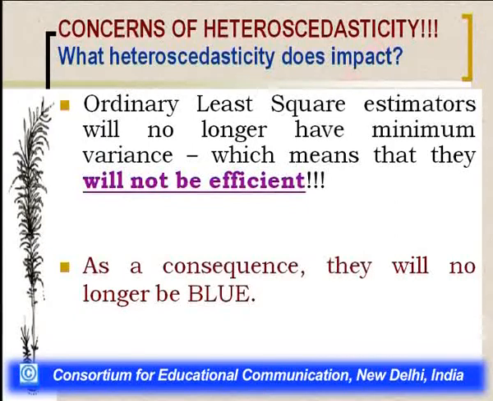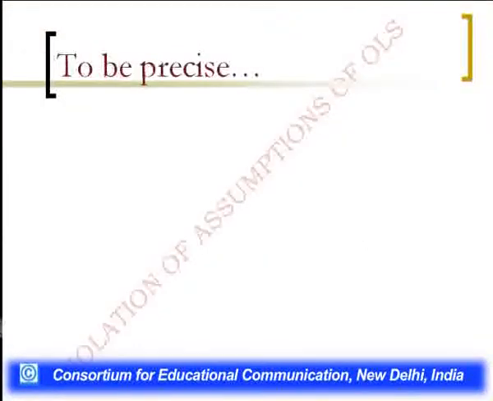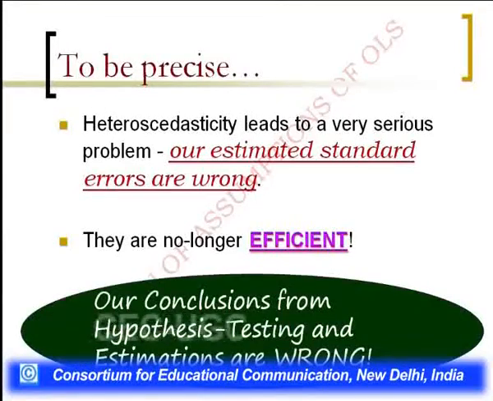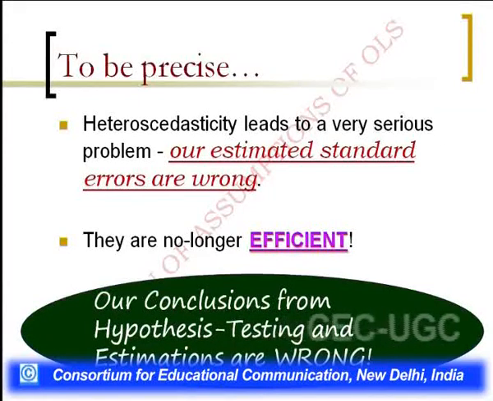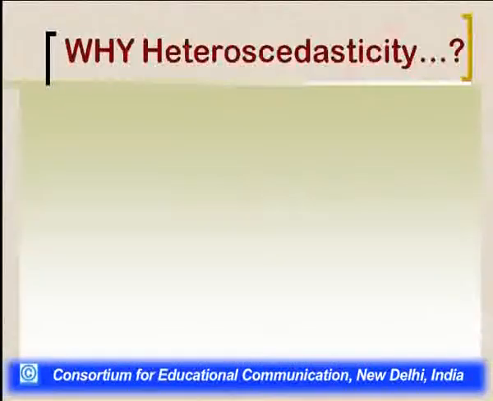Now, the concerns for heteroscedasticity. What does heteroscedasticity impact? Ordinary least square estimators will no longer have the minimum variance, which means that they will not be efficient. As a consequence, they will no longer be BLUE. Now, to be precise, heteroscedasticity leads to a very serious problem. Our estimated standard errors are wrong. They are no longer efficient. Our conclusions from hypothesis testing and the estimators are wrong.